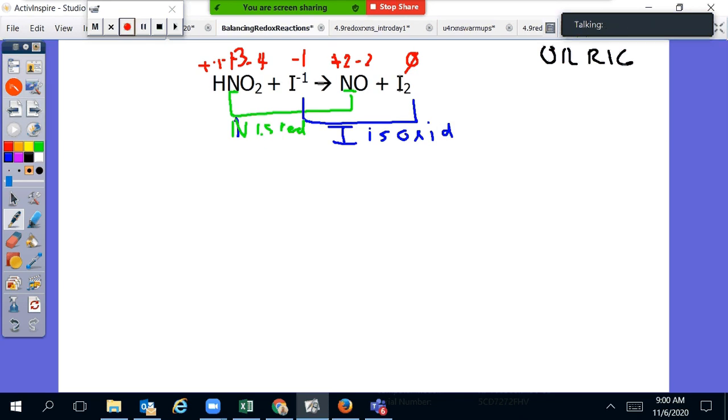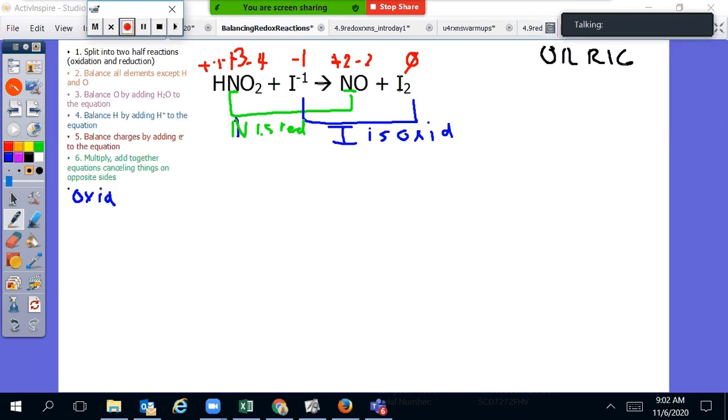Okay, so next step. Take a minute before I write it down, break it down into your two separate equations. So go on to step 2. Okay, so let's write our two separate equations. For oxidation, we should have I negative 1 goes to, need a little more room here. I to the negative 1 goes to I2.